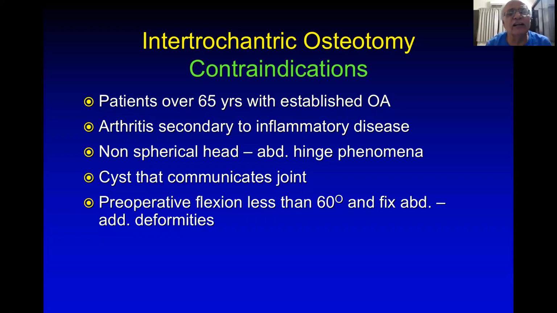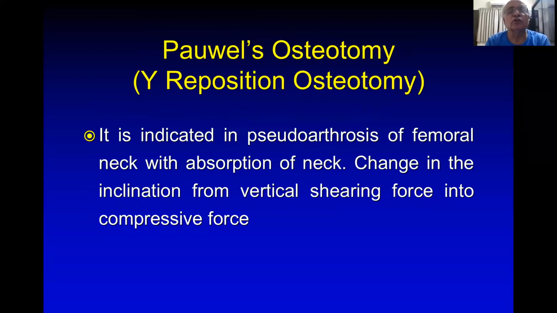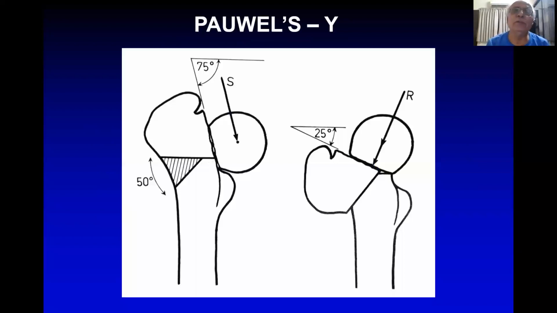And reduction in the moments, and we should have a good free range of motion. So we do intertrochantric Pauwel's osteotomy. It's called a Y reposition osteotomy, which is indicated for pseudoarthrosis of the fracture neck femur with resorption, change in the inclination, and from vertical shearing force to a compression force we can convert. And this is one of the best operations you can have, especially for a fracture neck femur or a congenital coxa-vara and few other things. And if you look at this, this is a non-union. The Pauwel's angle is something like 75, which will be converted into 25. Instead of vertical shearing, you have a compression force, and that's the way the fracture will heal.